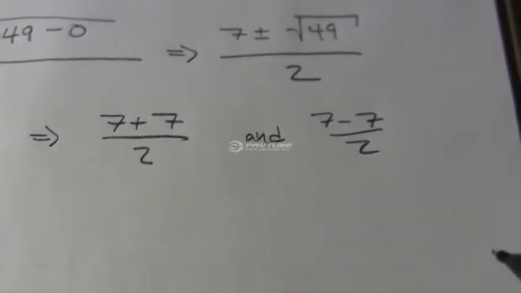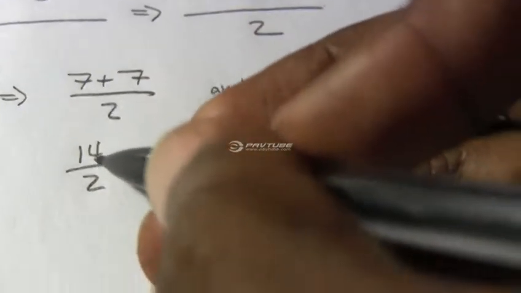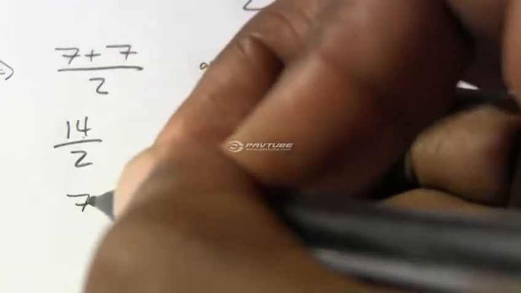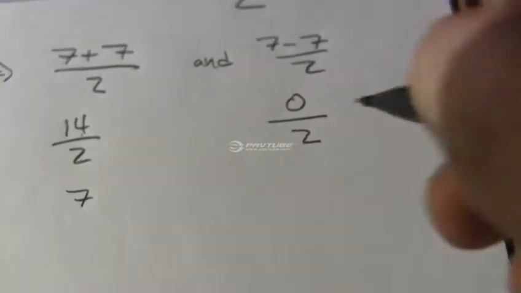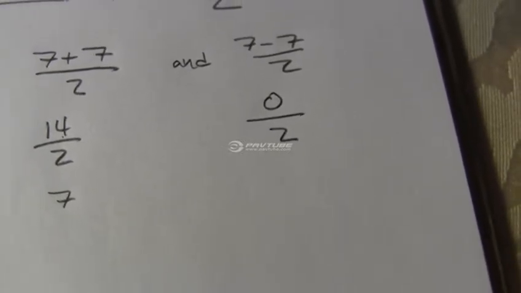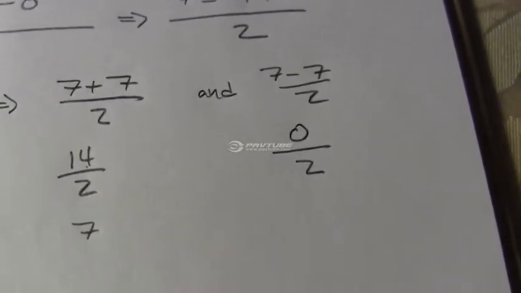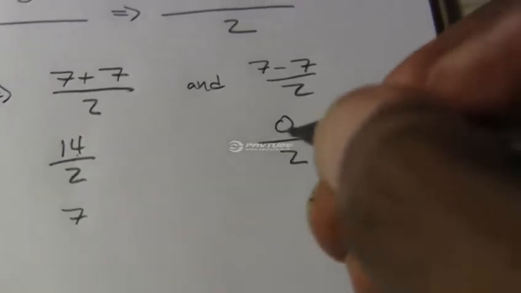Right? So we come down. So this is just 14 over 2, which, 14 divided by 2 is 7, right? And this is 7 minus 7, that's 0 over 2. 0 divided by anything is just 0, right? If you have 0 eggs and you divide them into 2 baskets, there's going to be 0 eggs in both baskets, right? Because you only had 0 to start.